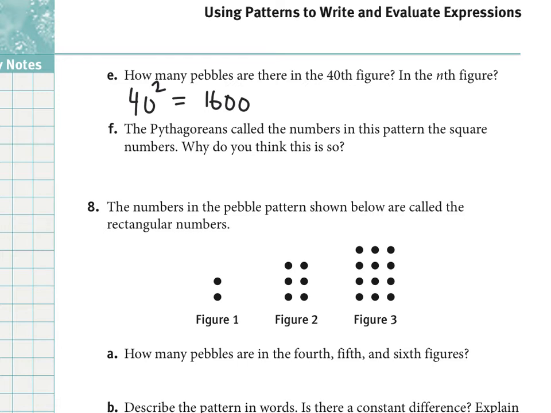Okay, and then in the nth figure, let's just say we want a variable. I want to be able to pick any number I want. That's the point of a variable, right? It changes. It's going to work for any number. So in the nth figure, all we're doing is taking n and multiplying it by itself, or we can write that using exponents as n squared. The Pythagoreans called the numbers in this pattern the square numbers. Hopefully it's pretty clear why that is. The figures were squares, and again, we can write this as an exponent, squared. There's definitely a relationship going on there.